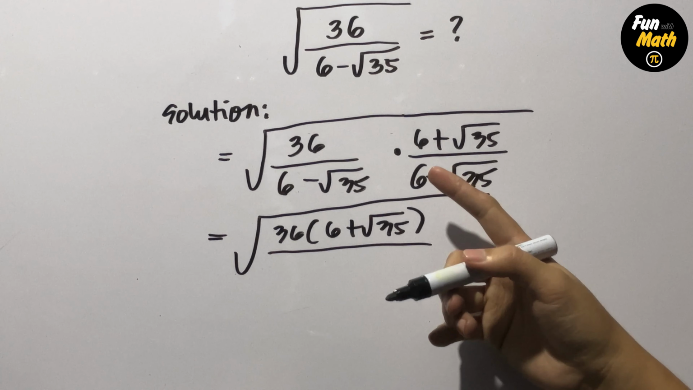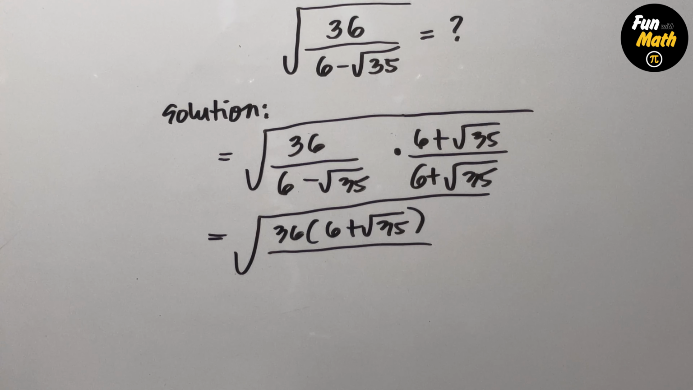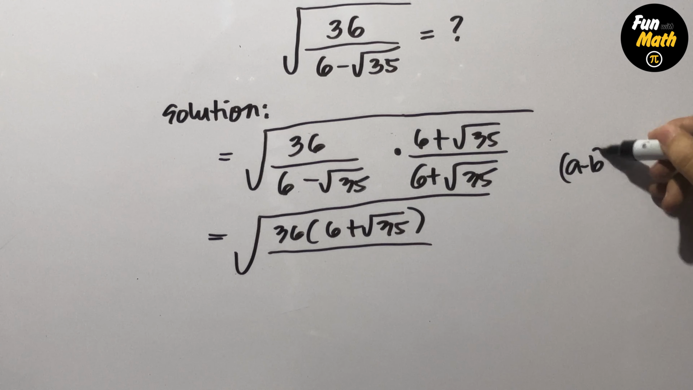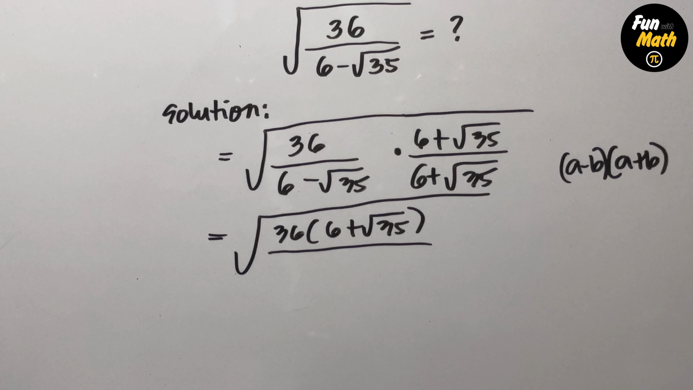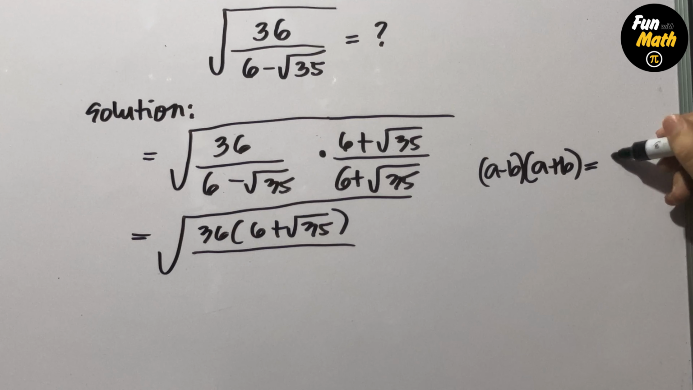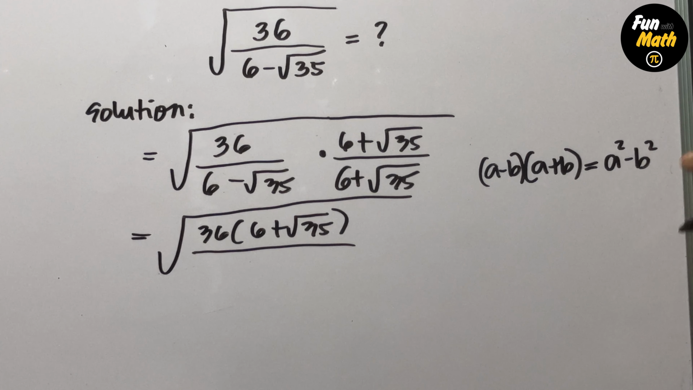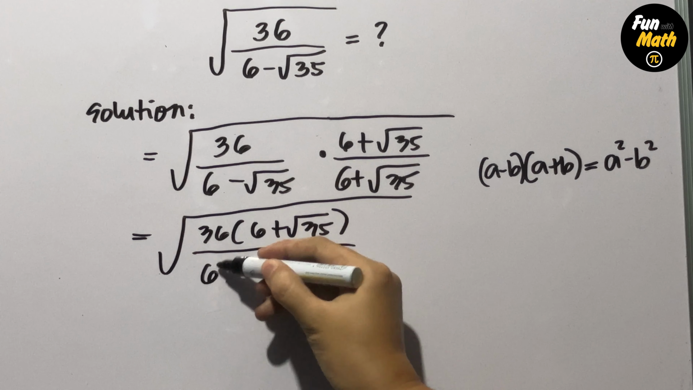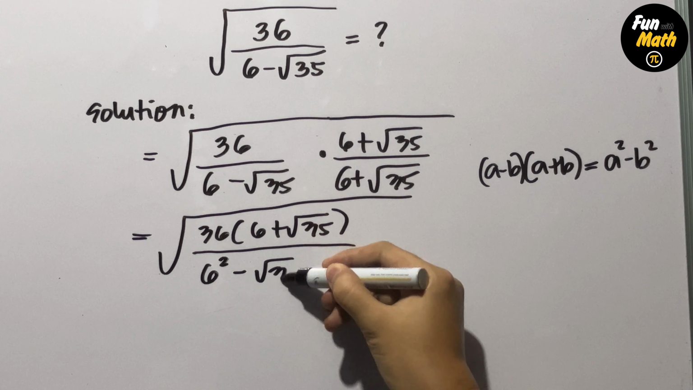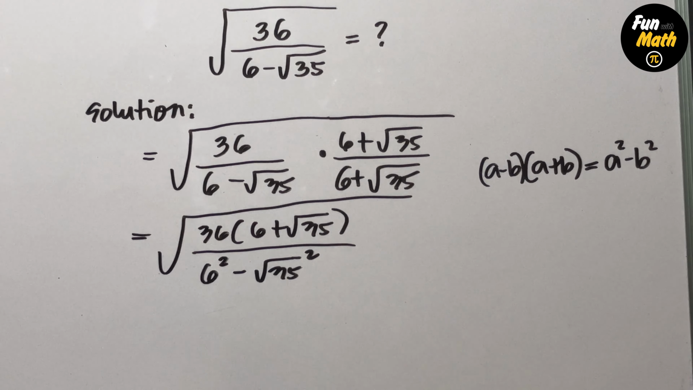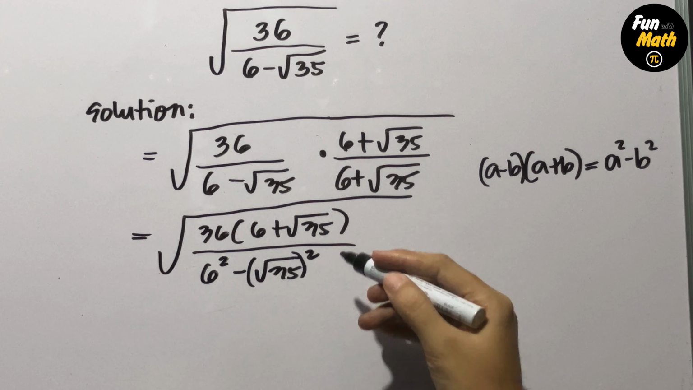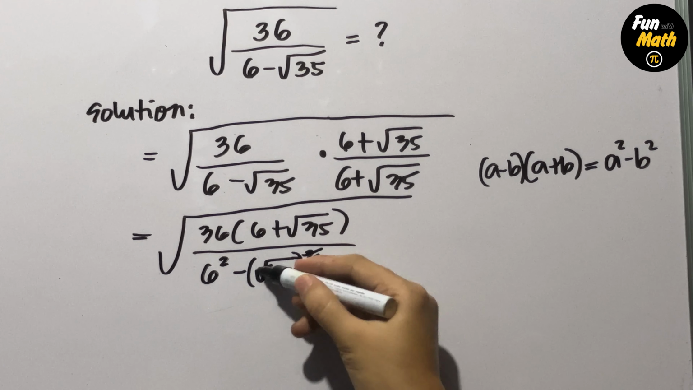Let's follow the identity, the difference of two squares. So we have a minus b times a plus b, which is equal to a squared minus b squared. So for this, we can write it as 6 squared minus square root of 35 squared. And now let's put parentheses so we can cancel the square and the radical.